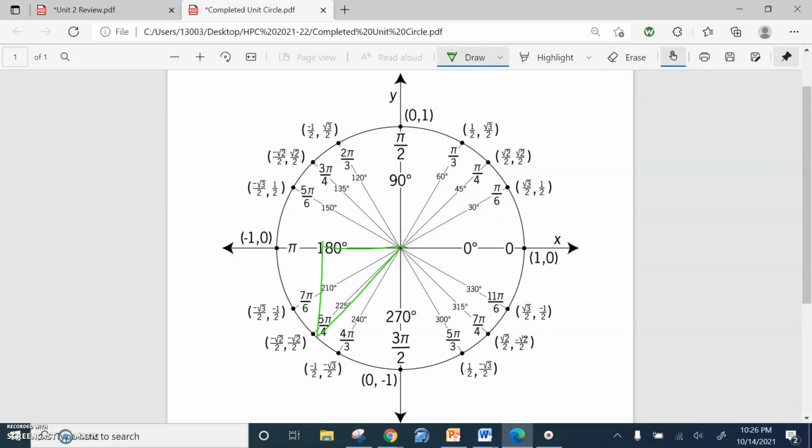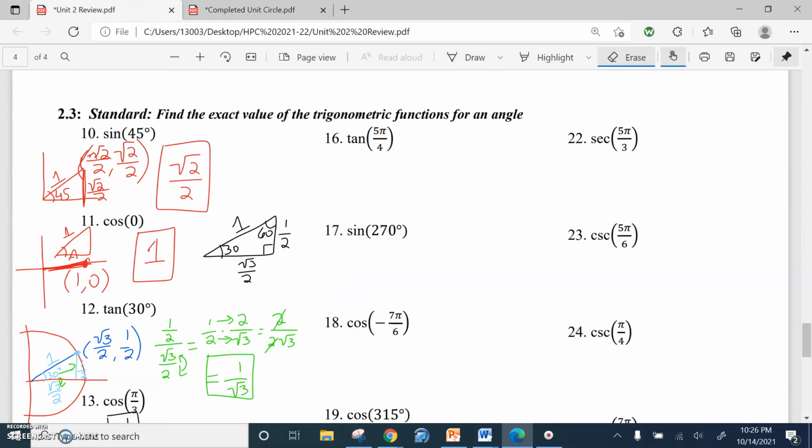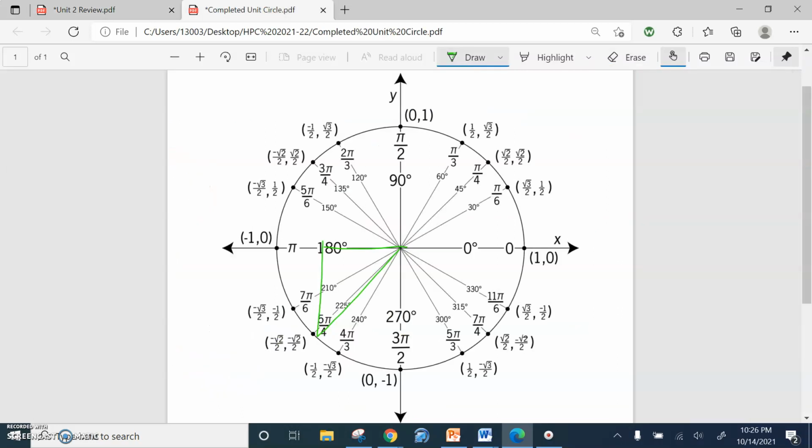So we're looking for what? Tangent of 5 pi over 4. Well, we just did tangent of pi over 4 here, and we said that we took root 2 over 2 divided by root 2 over 2, and we got 1. Well, let's look down here.